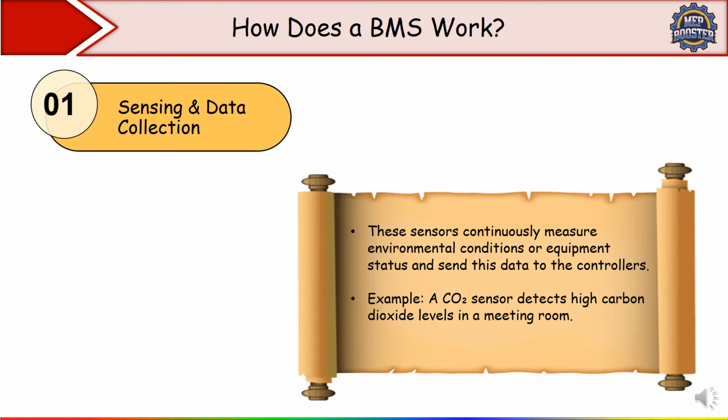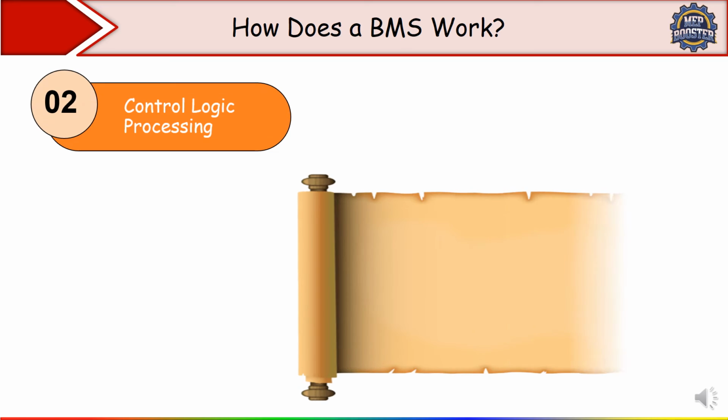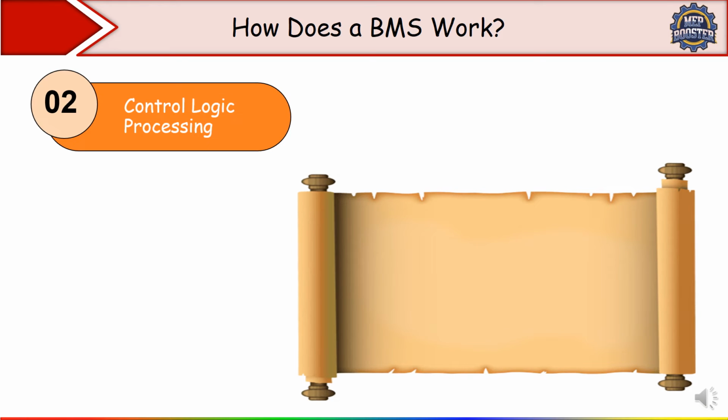For example, a CO2 sensor detects a high carbon dioxide level in a meeting room, so it sends a signal to the controller. Is it clear? Simple. Now the second step is control logic processing.